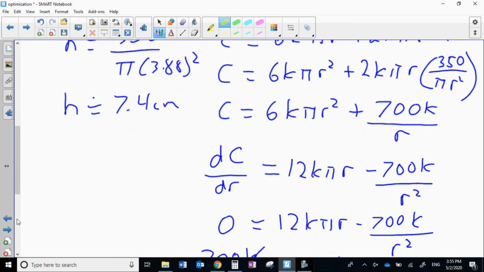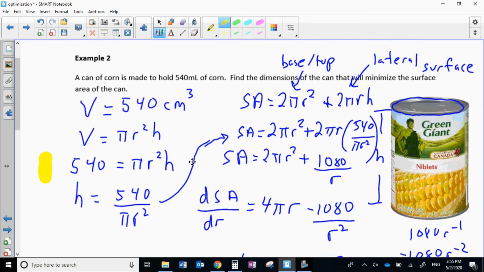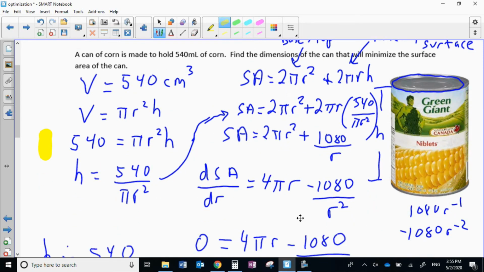Let's actually go back to the can of corn example and look at the formula we came up with right here for the surface area just in terms of the radius. I mean, that's probably the most difficult part of an optimization problem, is just getting to that place where you have that formula. We found the minimum value for the surface area by taking the derivative and setting it equal to 0. Let's look at the graph of the surface area in Desmos.